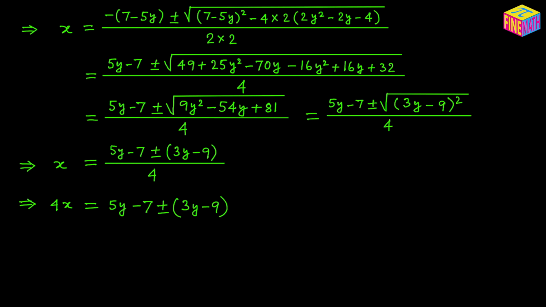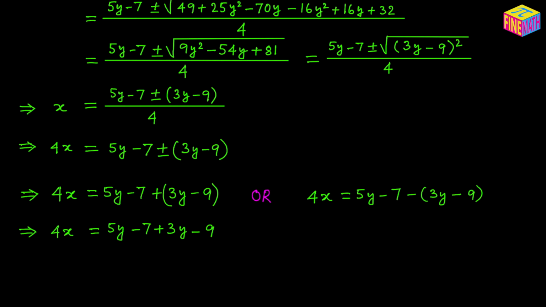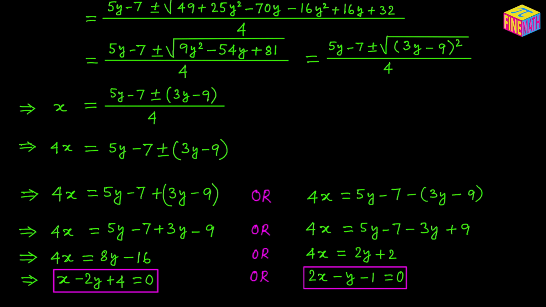And from here we are going to write down two equations. Taking the positive sign, we have the first equation here, and then taking the negative sign, we have the second equation here. And if we solve them, the left hand side equation will look like this, and the right hand side equation will look like this. And from here the left hand side equation simplifies to something like this, and the right hand side equation simplifies to something like this. And if we remove the common factors, then the left hand side equation looks like this, x minus 2y plus 4 equals 0. And the right hand side equation looks like 2x minus y minus 1 equals 0. And those are the equations of the two tangent lines.